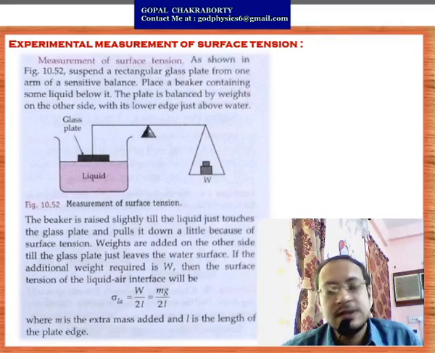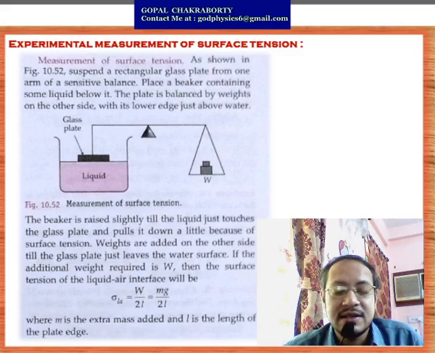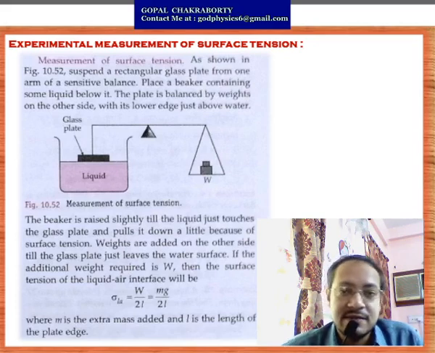What you learn from this experiment: surface tension is defined as force per unit length. Here the force is nothing but the weight you have put on the right side of the balance. The weight is mg, and the length is 2L. So weight per length, W by 2L, gives you the expression of surface tension.